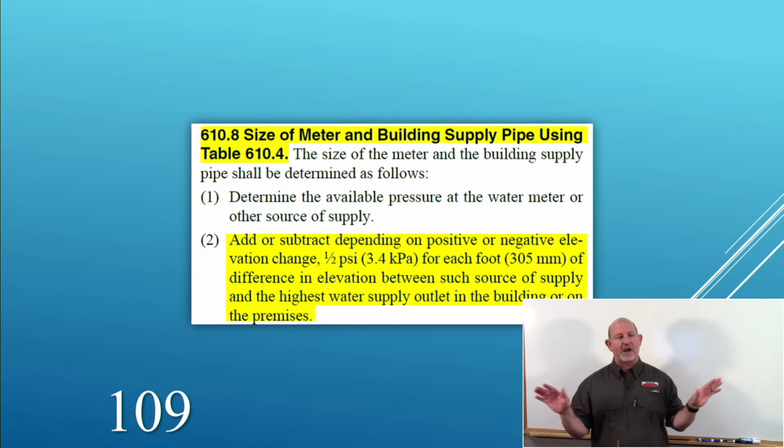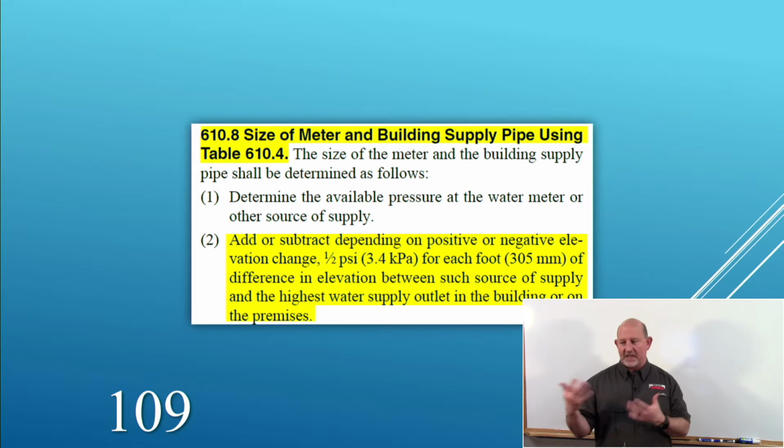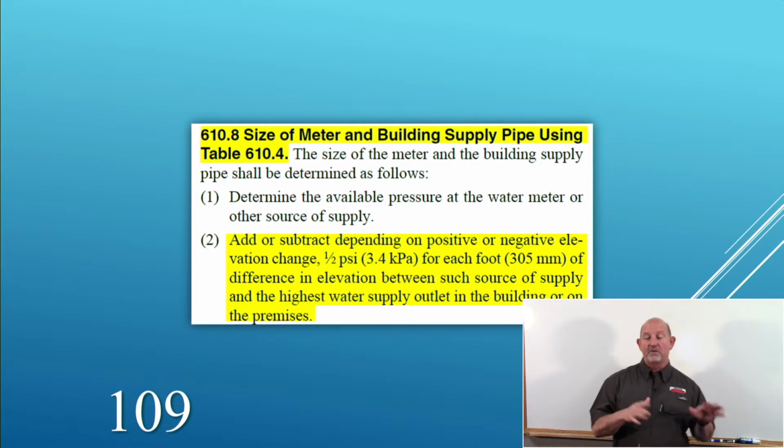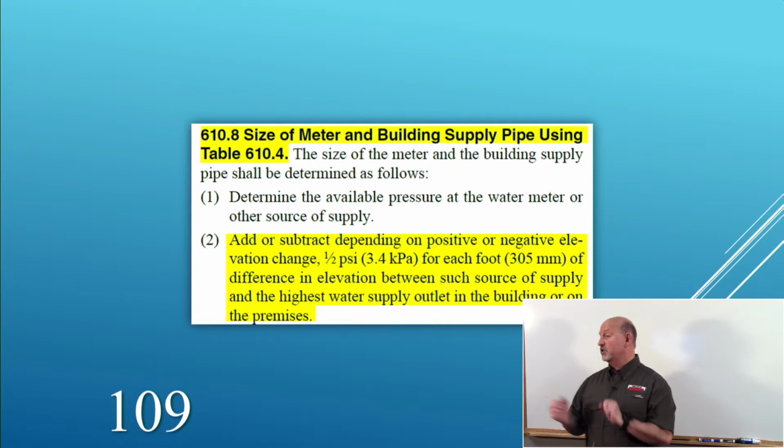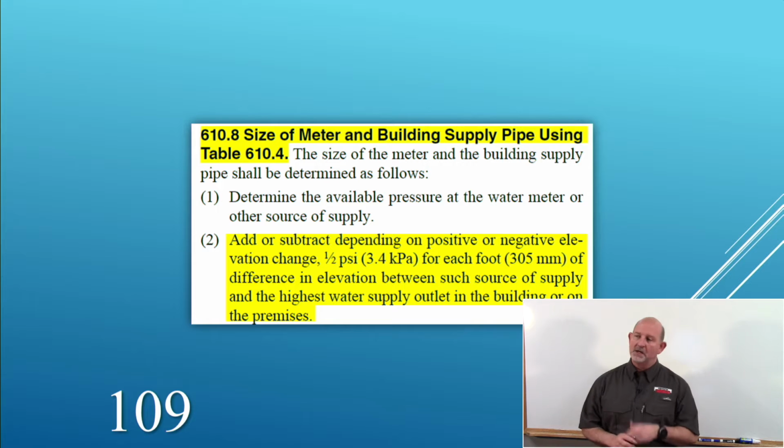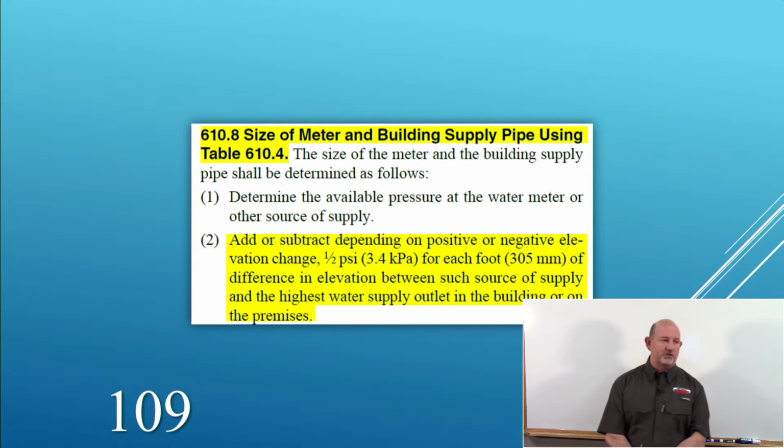They only said subtract a half a PSI from the meter of the highest fixture. They never said add. But now they're saying, you know what, we need to consider that too, because we've already told you your maximum pressure can never exceed 80. That's why they threw this change in there. This showed up about 2003.